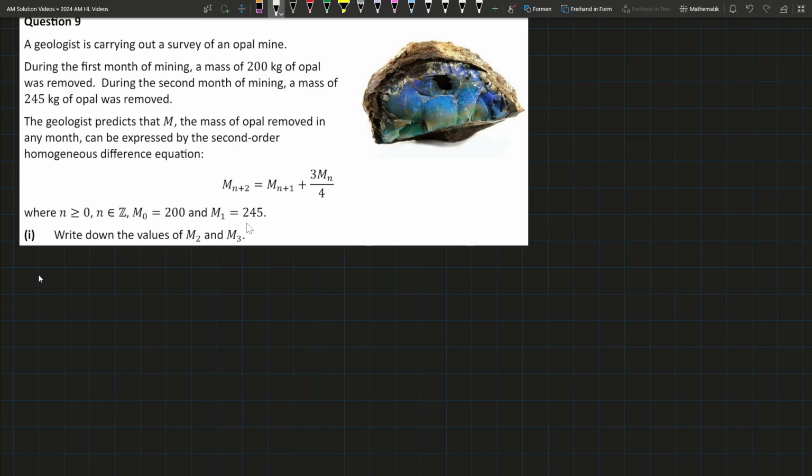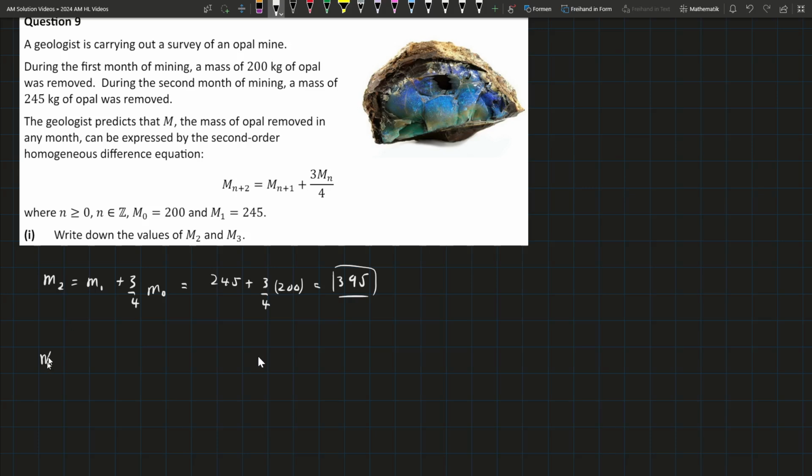So for that, we can replace these n's with zeros. And we'll get that M2 will be M1 plus 3/4 of M0, which is equal to M1 is 245 plus 3/4 of 200. Put that into your calculator, and you get 395.